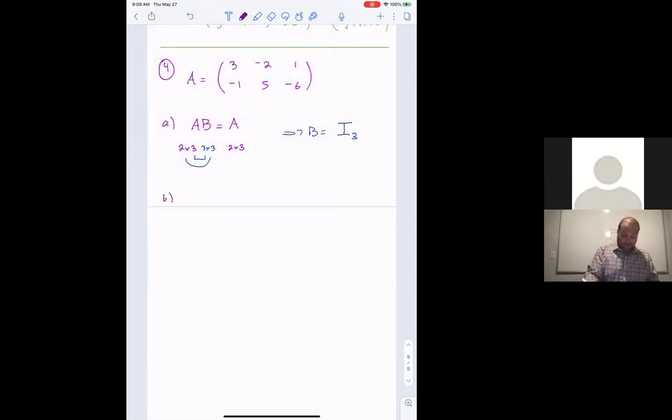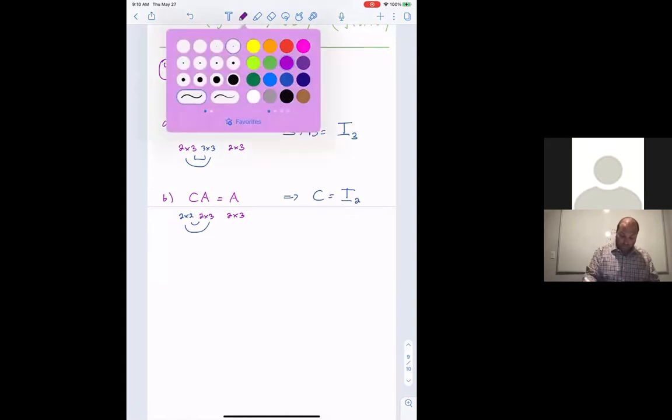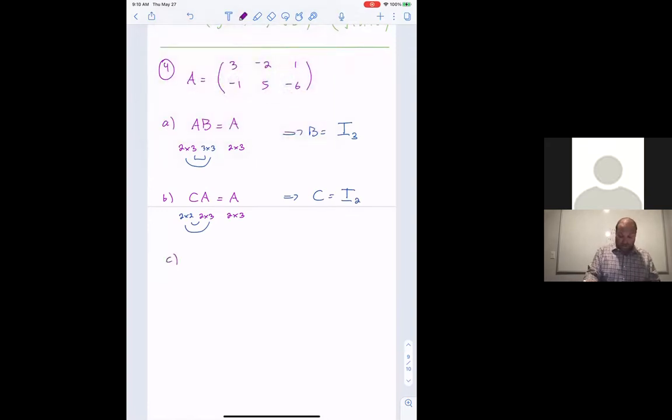Part B, it says find the matrix C such that CA is equal to A. Now C is on the other side. Well, again, A is 2 by 3. We want to end up with a 2 by 3. And the only way that can happen is if C is, drum roll please, 2 by 2, so that those match, and then those give us what we want, which means C is the 2 by 2 identity matrix.